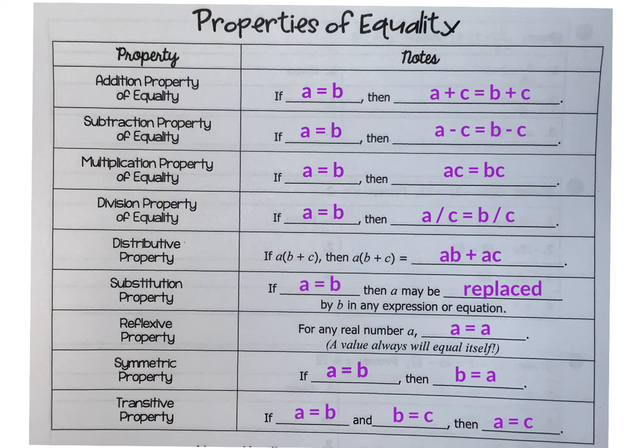And then transitive property. This is like the law of syllogism. If A equals B and B equals C, then A equals C. All right? And so what we're going to do is we're going to go through some algebraic problems and we are going to explain why we can do what we are doing. All right?